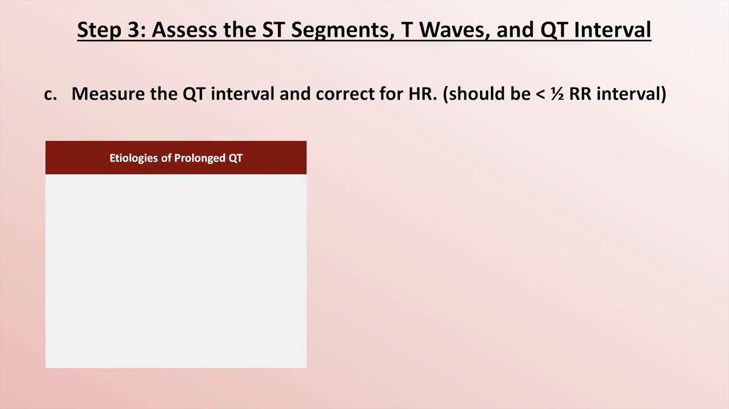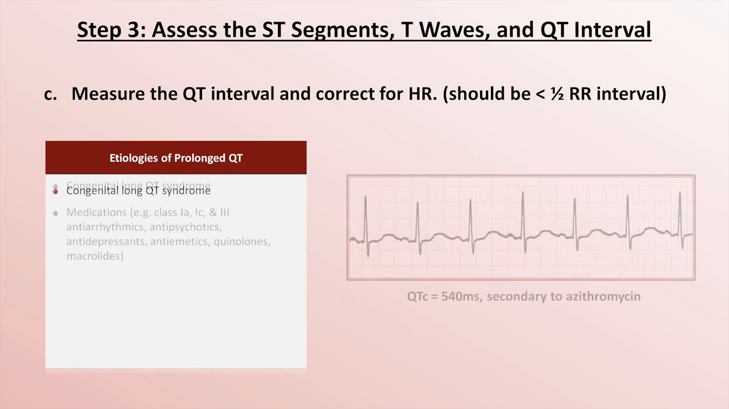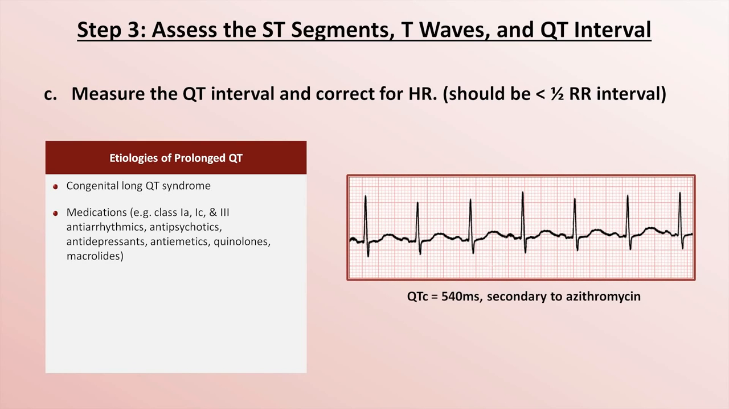Etiologies of a prolonged QT include congenital long QT syndrome, a relatively long list of medications, and all of the hypos. That is, hypocalcemia, hypothyroidism, and hypothermia.